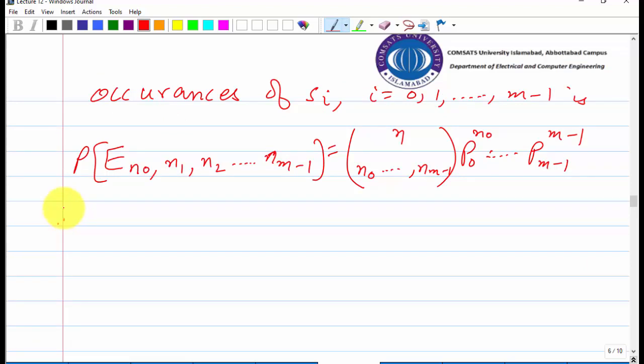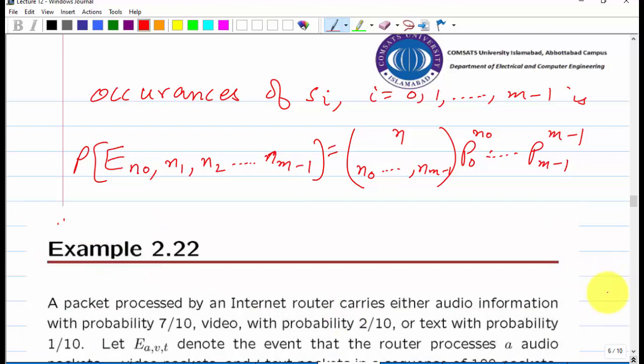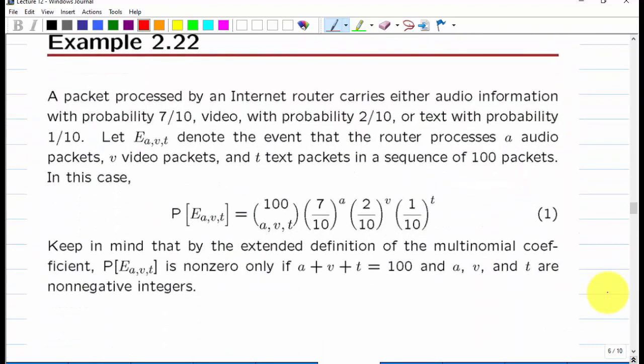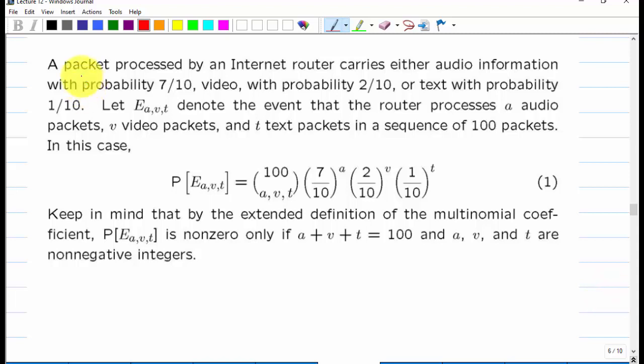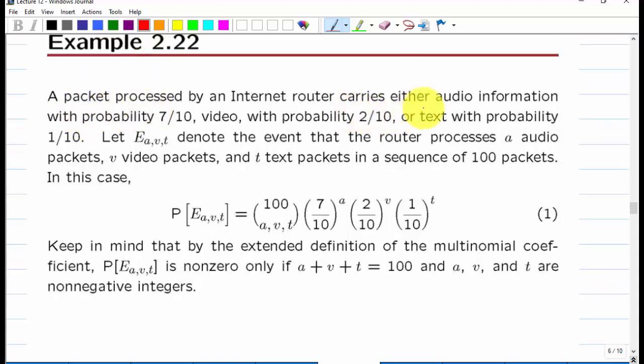So I will paste it from the book here. So it says that it's been obviously solved here. A packet processed by an internet router carries either audio information with probability 7 by 10, video with probability 2 by 10, or text with probability 1 by 10.